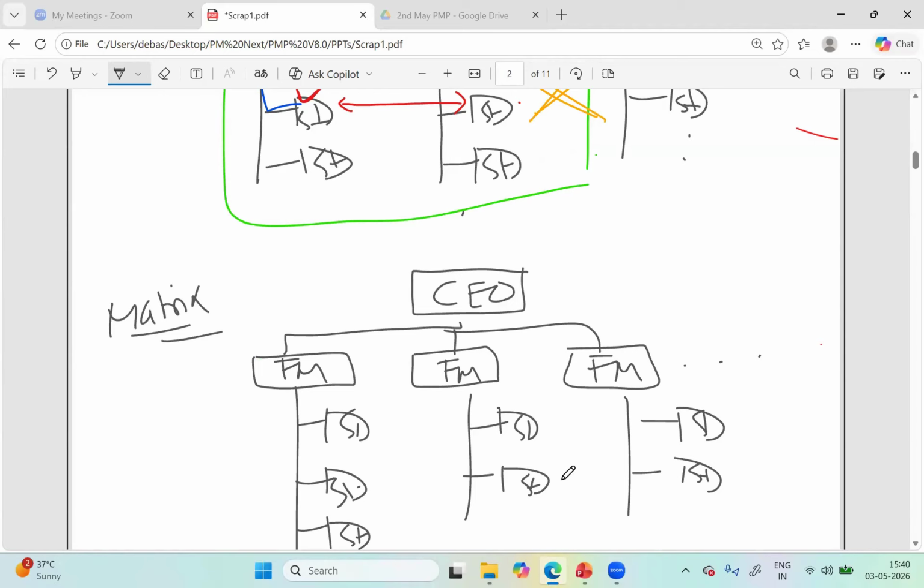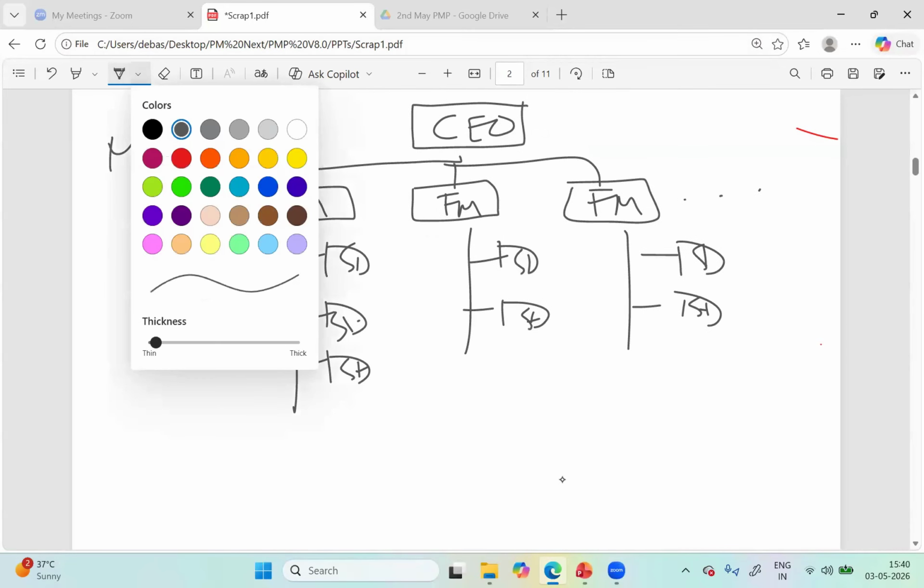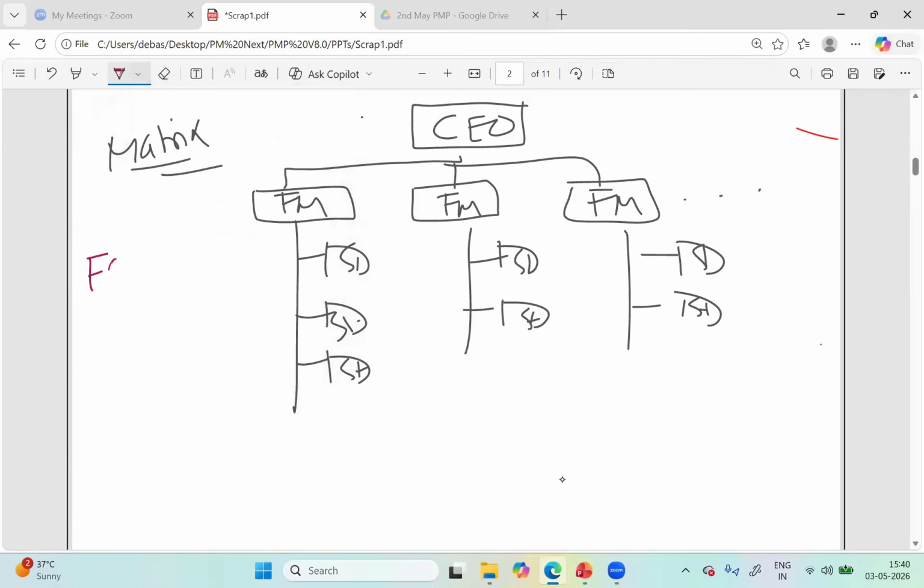I'll help you with numbers. Look, first I'll give you numbers also, watch. In functional, as I said, nobody is working on projects. I would write NA. So once upon a time, a project would be undertaken. But in matrix, at any given point in time, projects are undertaken.